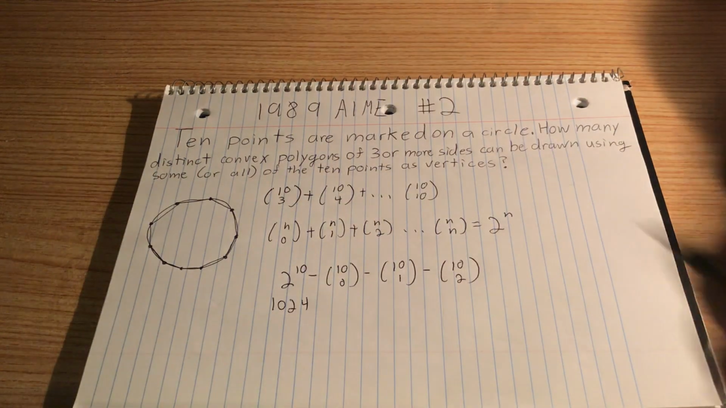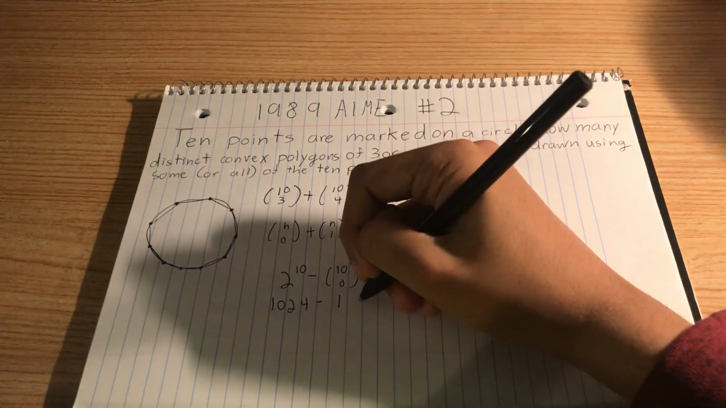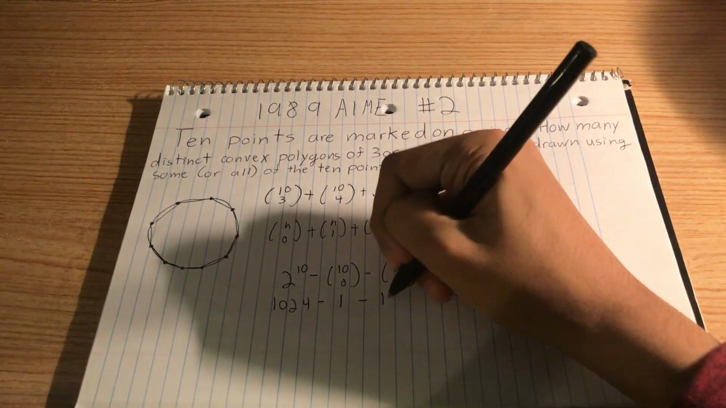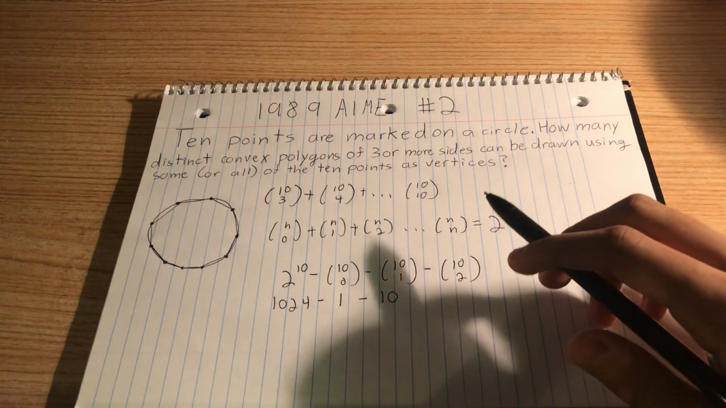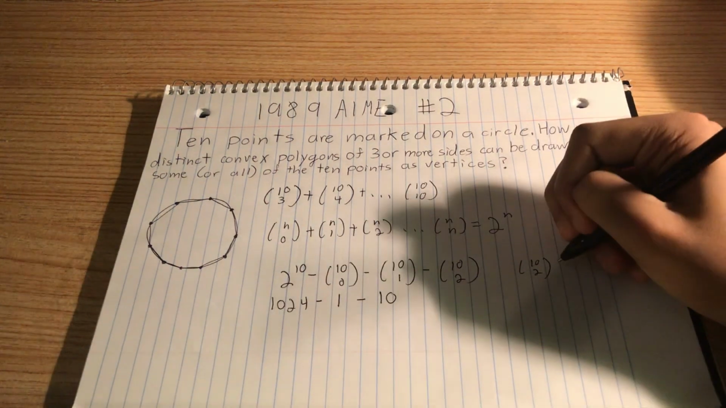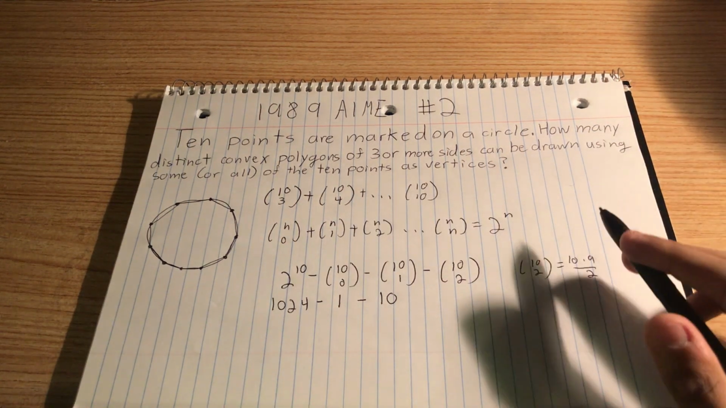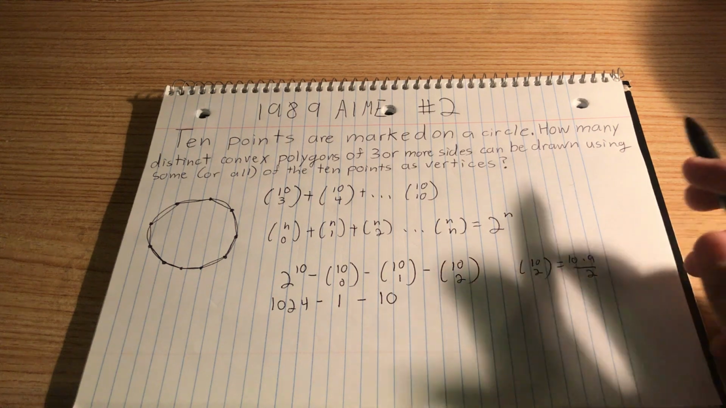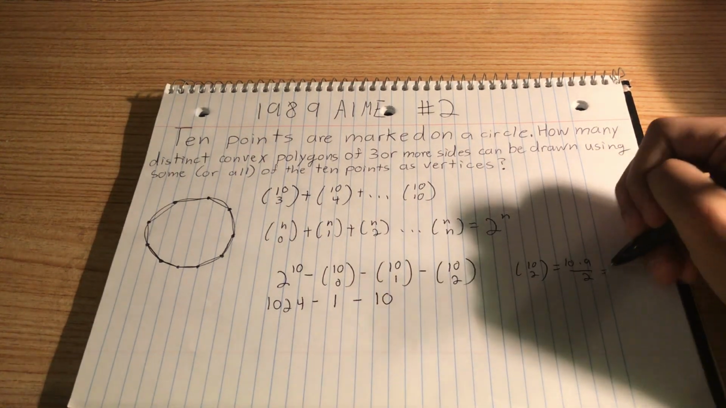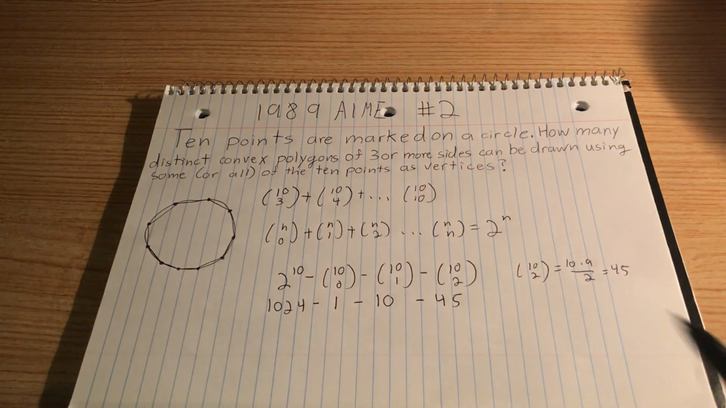And let's see. 10 choose 0, well, that's just 1. 10 choose 1 is just 10. You've got 10 points. How many ways can you just choose 1 point? Well, that's just 10. And 10 choose 2 is the same thing as 10 times 9 divided by 2. Quick thing over here, n choose 2, for any n, is equal to n times n minus 1 divided by 2. So we solve this, we get 45. So minus 45. And now we just have to solve this.